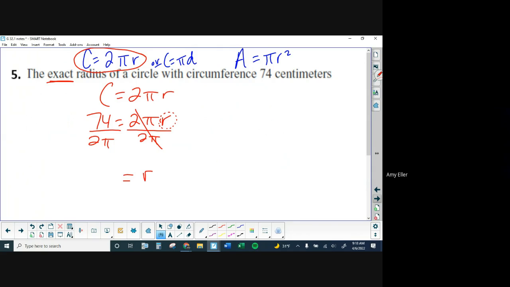Remember, the problem says exact. Do not type pi. Pi will go on forever. You won't be able to cut it off exactly. So I'm going to type everything except for the pi. I'm just going to recopy the pi. Notice your pi is in the denominator, so I need to recopy it right where it's at. I'm going to type in everything but pi. So 74 divided by 2 is 37.